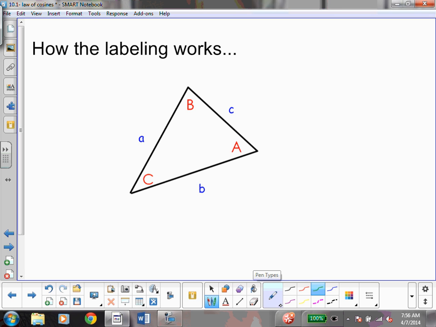Pretty much all triangles will be labeled the same way. All of the angles will be indicated with capital letters. All of the sides will be indicated with lowercase letters. Side C will always be across from angle C. The same with side A. Side A will always be across from angle A. And side B will always be across from angle B.